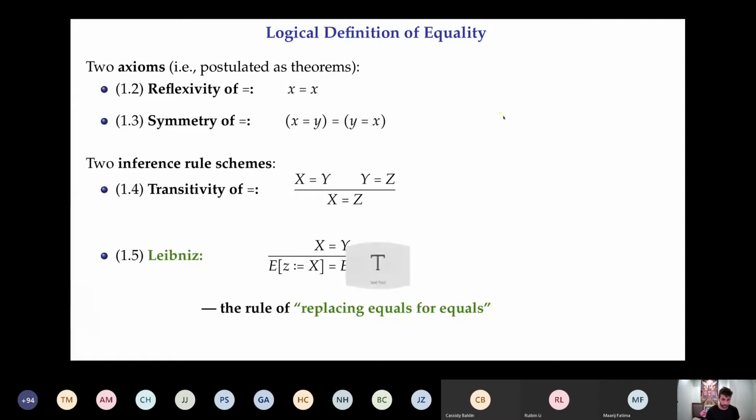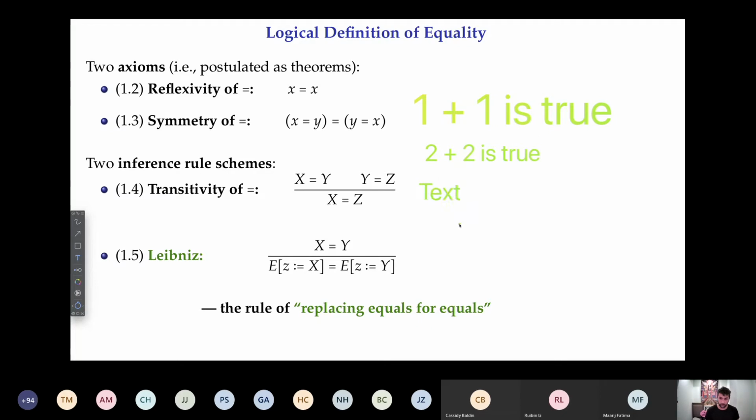Great. Sorry about that. My apologies, still not accustomed to this new tool. So you can say 1 equals 1 is true, and then 2 equals 2 is true, and then 3 equals 3 is true. Sorry, these are supposed to be equals.